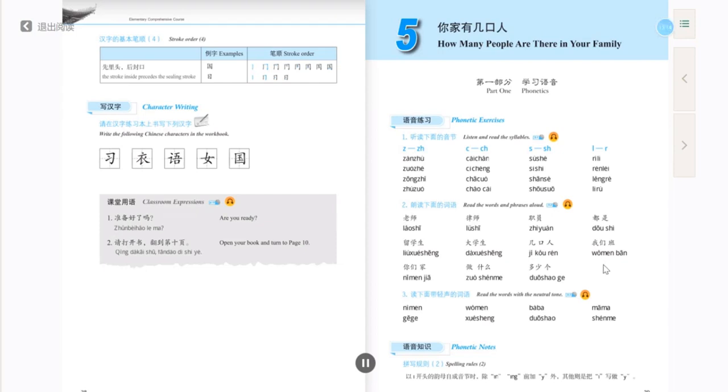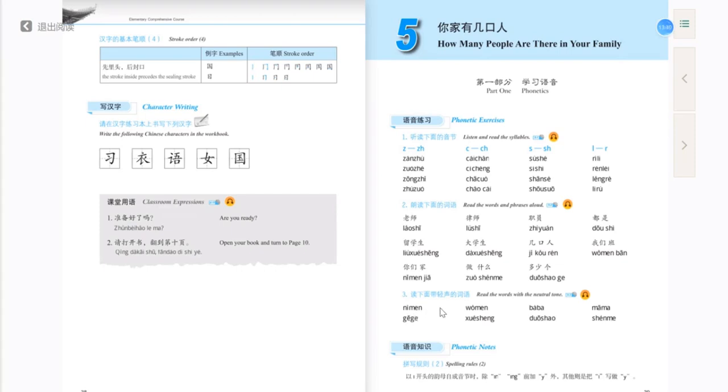3. 读下面带轻声的词语：你们、我们、爸爸、妈妈、哥哥、学生、多少、什么。 Okay, please read again with me, okay?